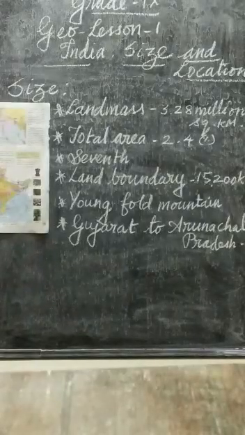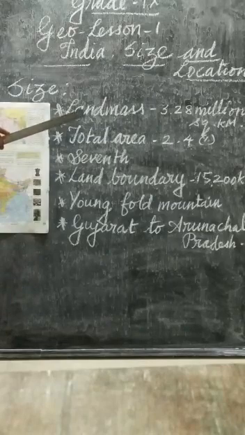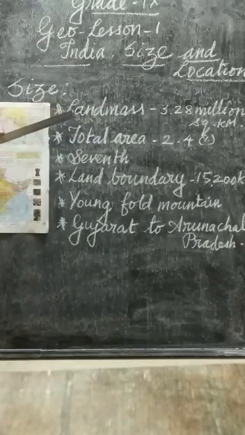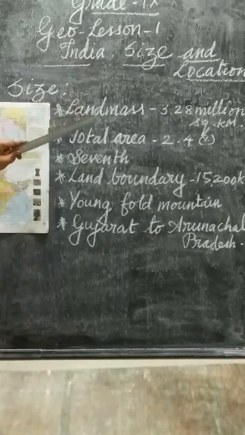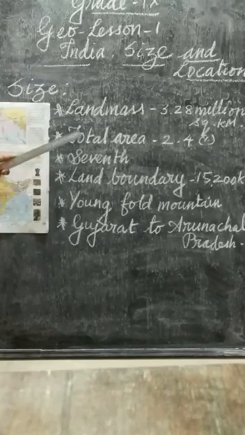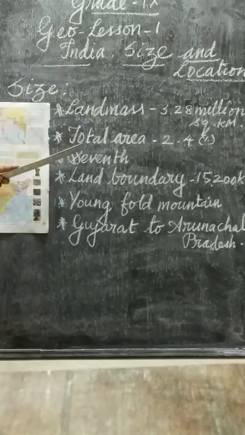Students, let us discuss the size of India. The total geographical area of the landmass of India is 3.28 million square kilometers. India's total area accounts for about 2.4% of the total geographical area of the world. It is the 7th largest country after Russia, Canada, China, USA, Brazil and Australia.